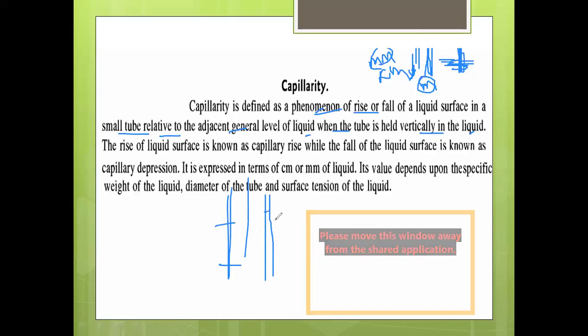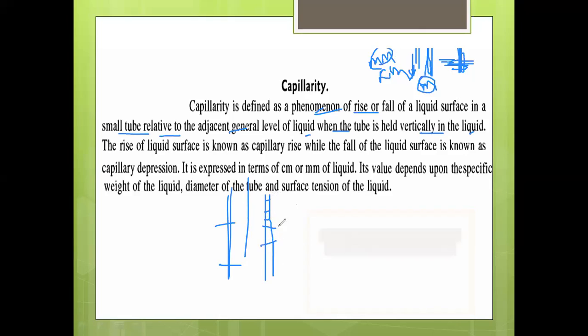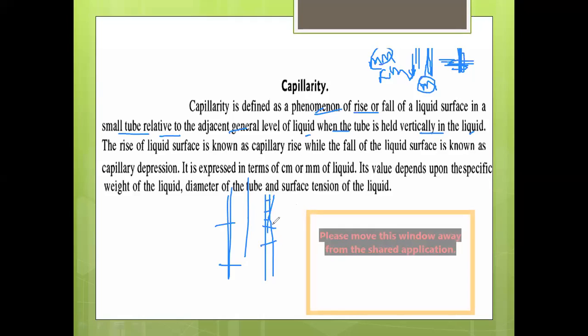For that, we have to make the measurement either in millimeter or centimeter. So the precise unit to measure the rise or fall of the liquid inside a small diameter tube will be millimeter.